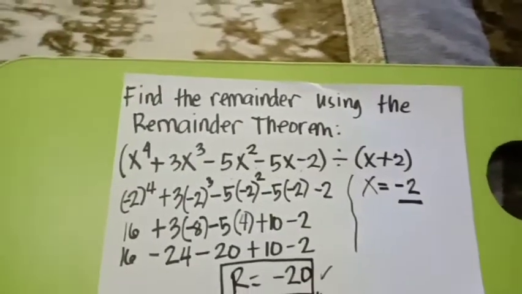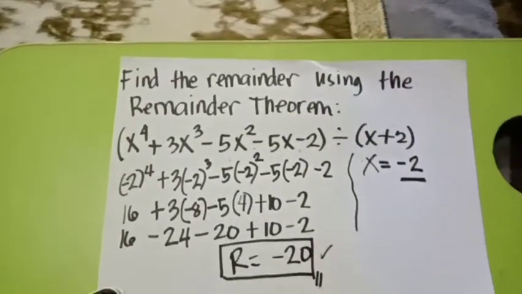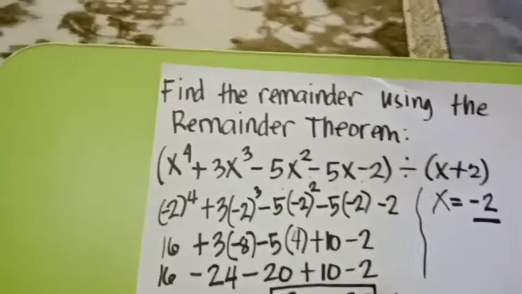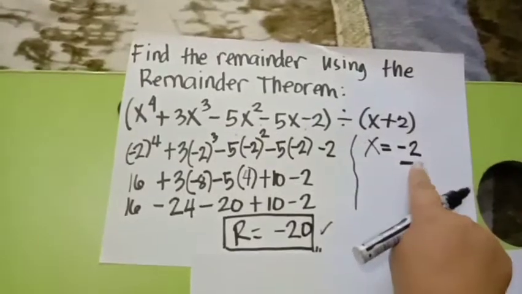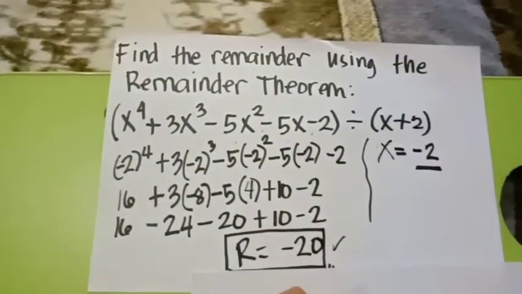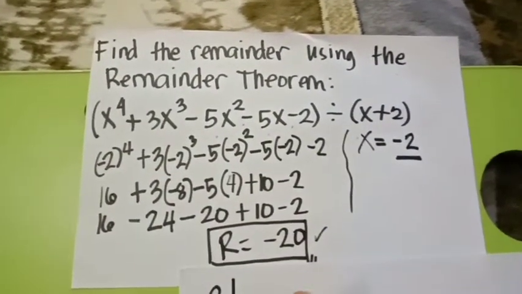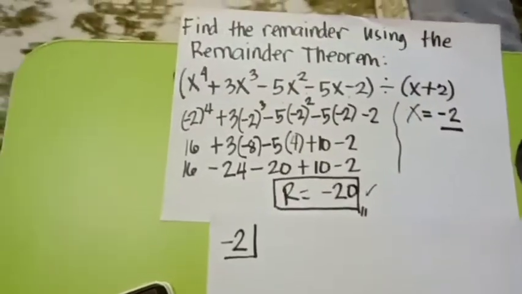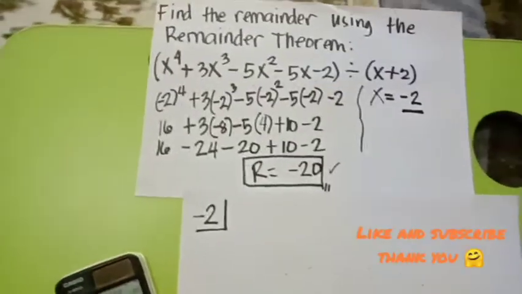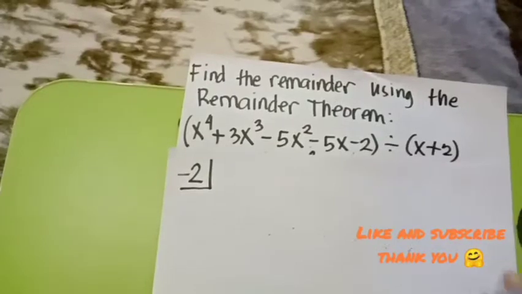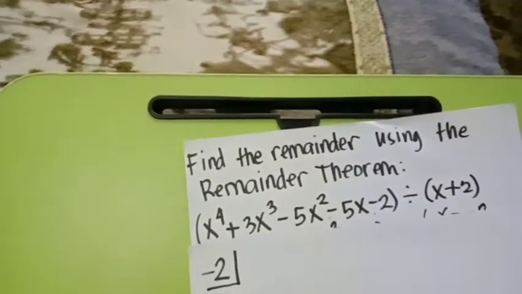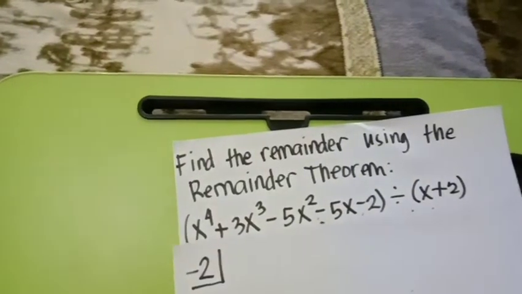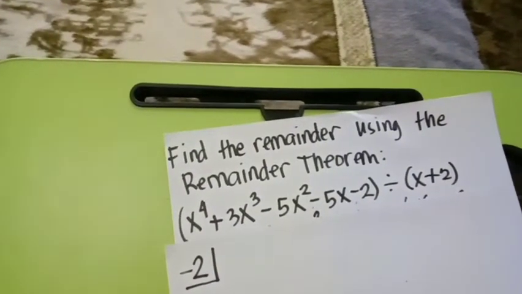Now, let us check using the synthetic division kung tama nga na negative 20 yung sagot natin. So, what will be the value of r? The value of r is also the value of c, negative 2. So, yun yung nasa left side ng ating synthetic division. Then you write the coefficients of the polynomial. So yung polynomial natin is already written in standard form. Kailangan na lang natin kunin yung mga coefficient ng ating bawat terms.